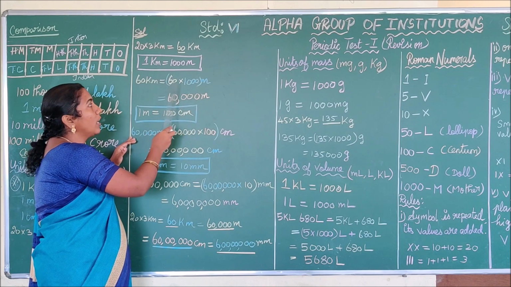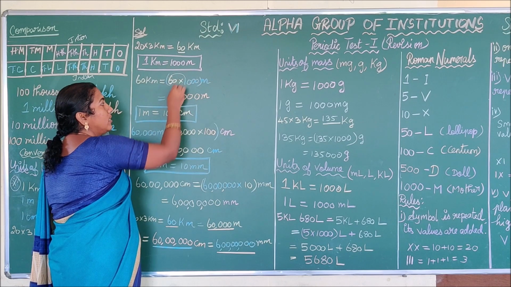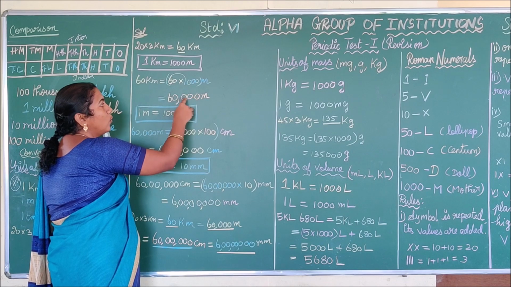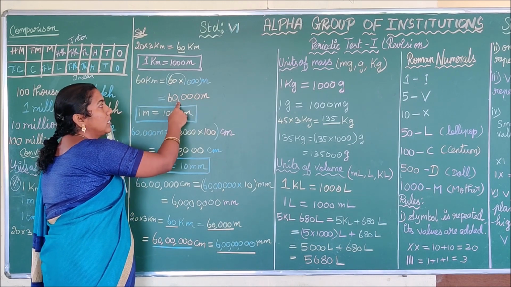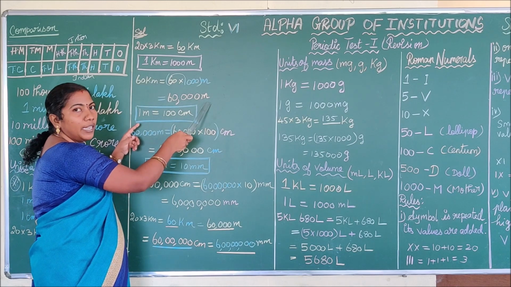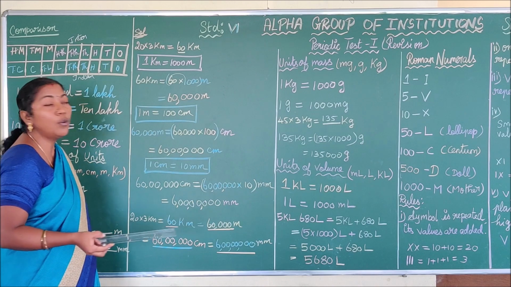Is it clear, children? How can you multiply? Forget all the zeros. Multiply the values. 1 into 6, 6. How many zeros have you forgotten? 1, 2, 3, 4. Add the 4 zeros. Okay. How can you read this? 60,000 meters. Thus we have converted kilometer into meter. Next we are going to convert meter into centimeter and then into millimeter.